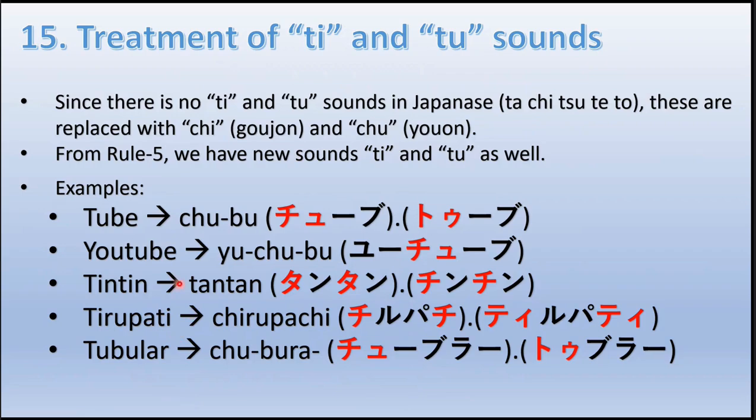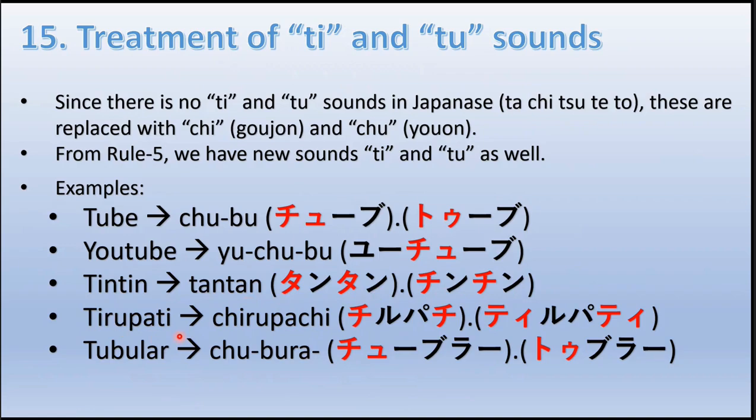Tube. In traditional we can write chuubu. In modern we can write tyuubu. YouTube. Tintin will be written as Chinchin or it may be written as Tintin. Generally Chinchin is not used because it is a slang word that represents the male reproductive organ. Because of that, in formal language we don't use it in Japanese, but we use Tintin.